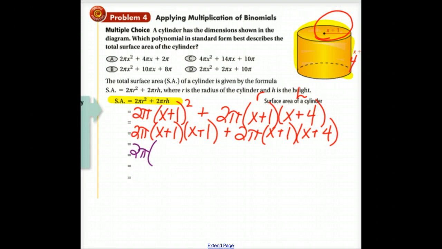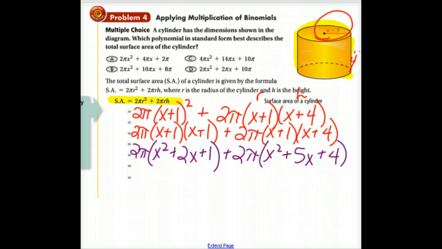I'm going to FOIL. First terms, x squared. Outside is 1x. Inside is 1x. I'm going to combine that for 2x. I just skipped that simplifying step. And last terms, 1 times 1, plus 1, plus 2 pi. Again, first terms, x squared. Outside, 4x. Inside, 1x. That equals 5x. Last terms, 1 times 4, 4.